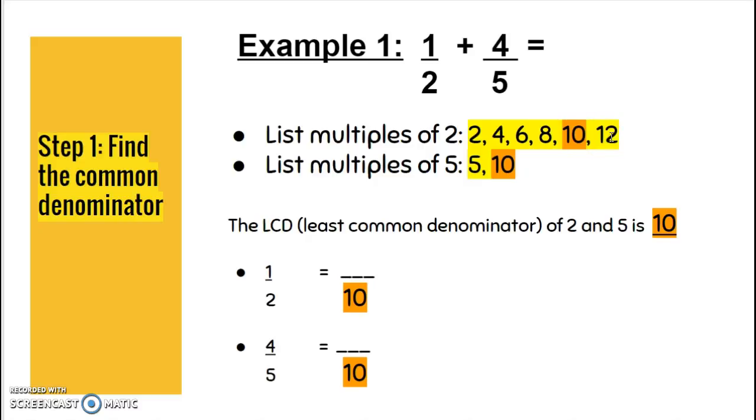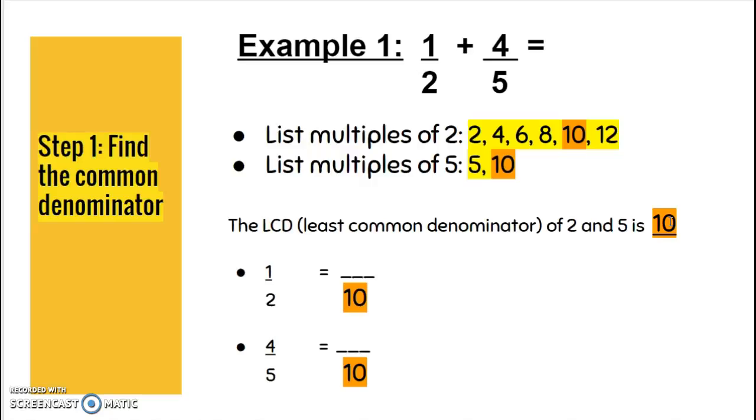And like maybe you think, well, that's probably enough. And then you start listing the multiples of 5. Here, you're probably going to list less because as soon as you see the common one, you can stop. So here, 1 times 5 is 5, and then 2 times 5 is 10, and I'm going to stop there because right away I see that 2 also has 10 as a multiple. So that's my smallest multiple they have in common. So my least common denominator of 2 and 5 is 10.